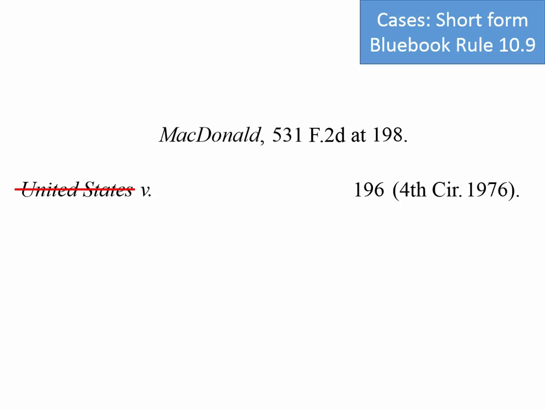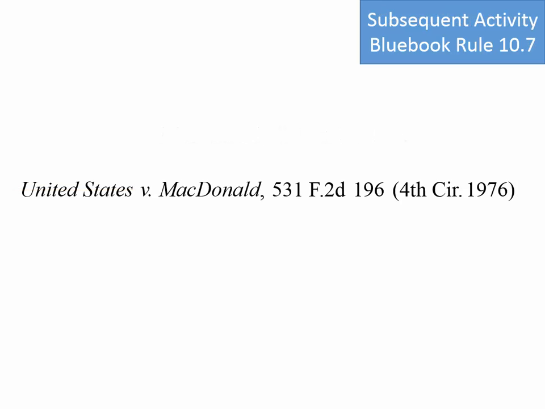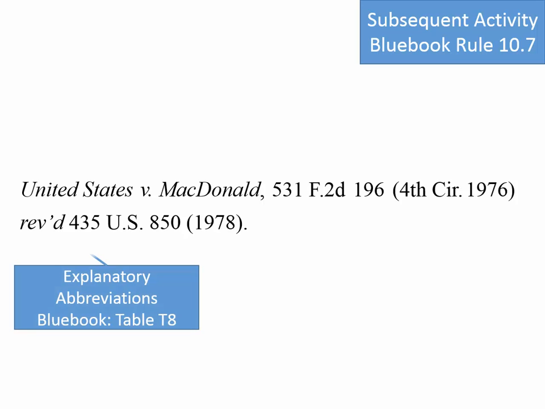There may be times when you want to cite a case that has been subsequently overruled, affirmed, or otherwise reviewed by a higher court. In that case, you need to include information about that subsequent activity in the citation itself. This is covered in Blue Book Rule 10.7. The abbreviations for explanatory terms and phrases appear in Table T8. Denials of certiorari or rehearing are generally not noted unless significant. Again, consult Rule 10.7 for guidance in specific instances.